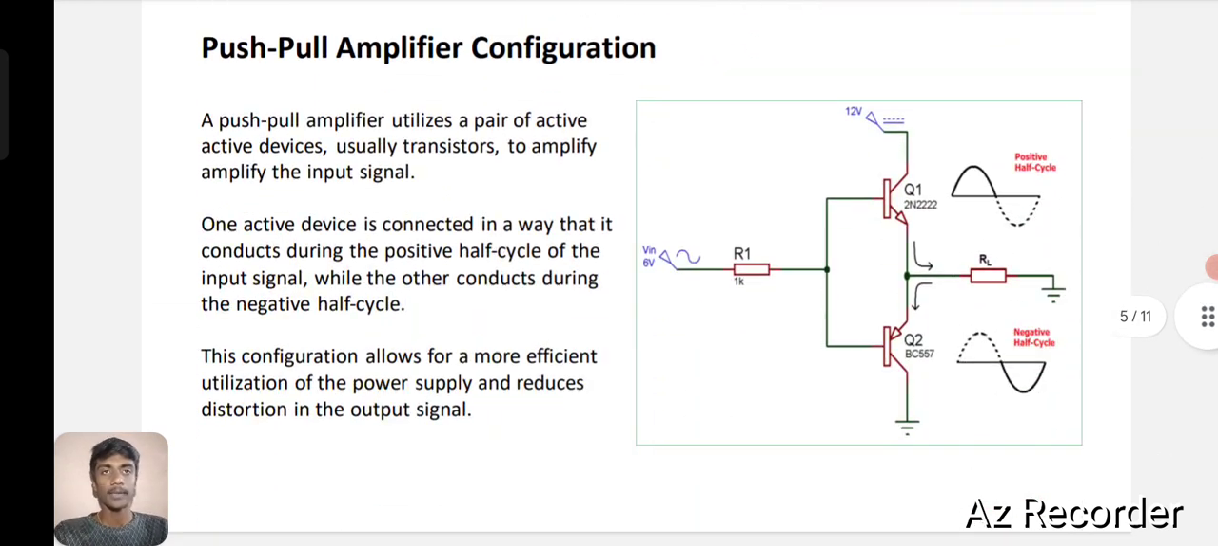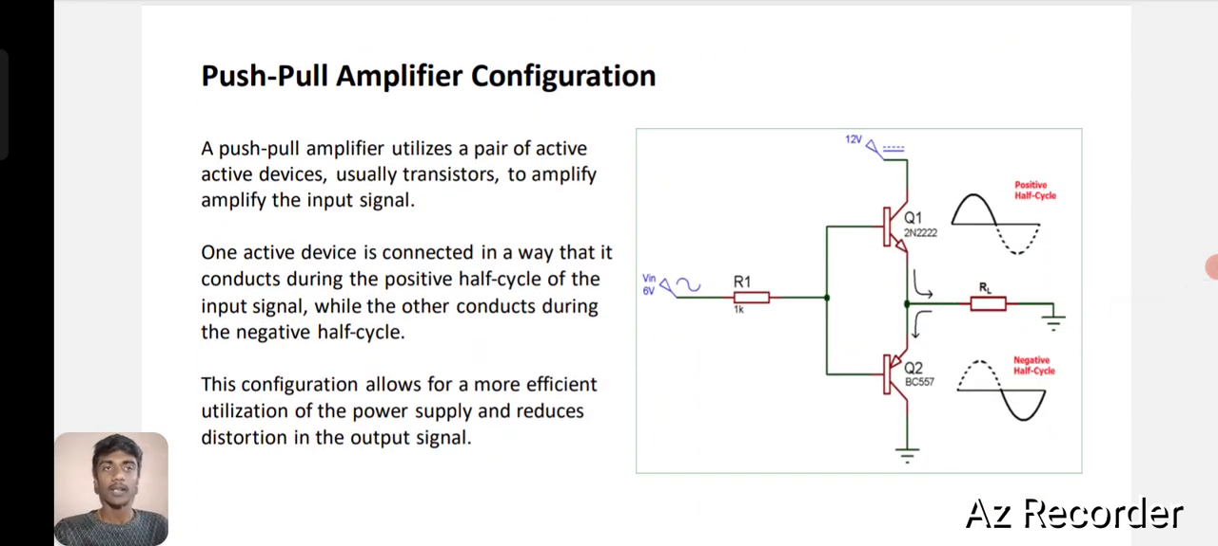Next slide. Next slide is the push-pull amplifier configuration. A push-pull amplifier utilizes a pair of active devices, usually transistors, to amplify the input signal. One active device is connected in a way that it conducts during the positive half cycle of the input signal, while the other conducts during the negative half cycle. This configuration allows for more efficient utilization of power supplies and reduces the distortion in the output signal. We are seeing the diagram.